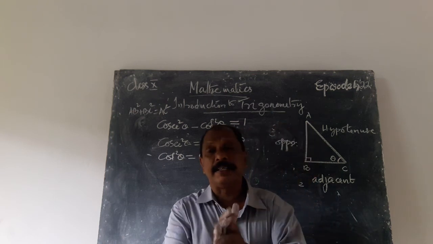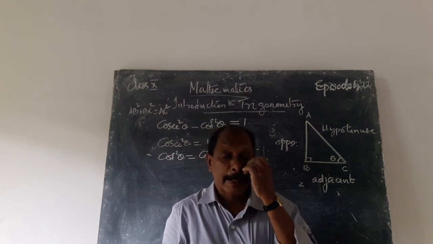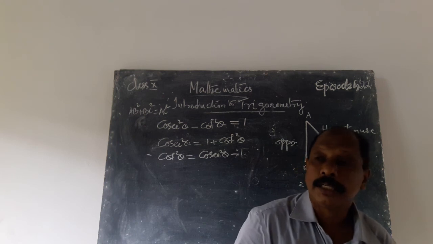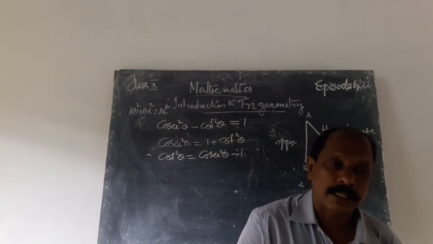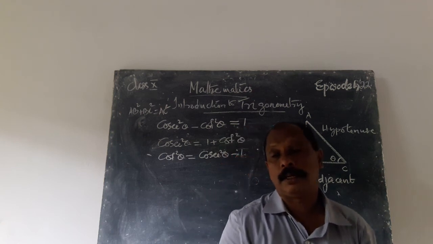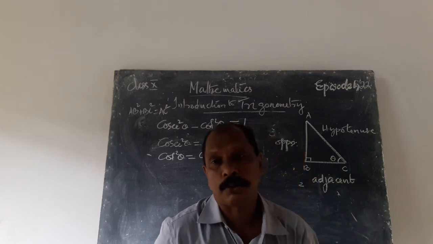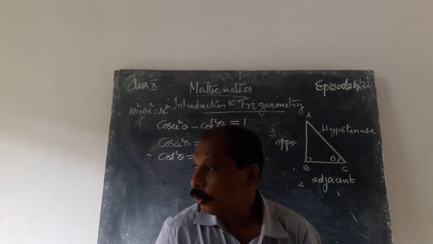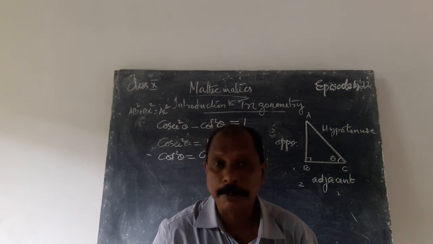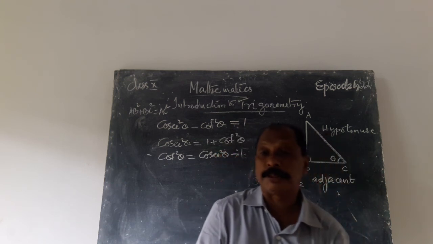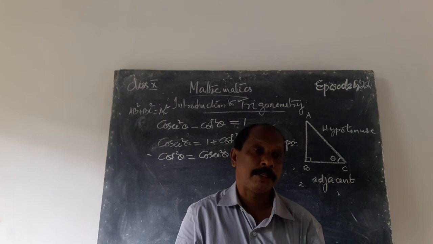Then we can divide sin theta by cos theta, the result is tan theta. Therefore, the relation is sin theta by cos theta is tan theta. Then the reciprocal is cos theta by sin theta, that is 1 by tan theta, it is cot theta. Therefore, sin theta by cos theta is replaced by tan theta, or cos theta by sin theta is replaced by cot theta.